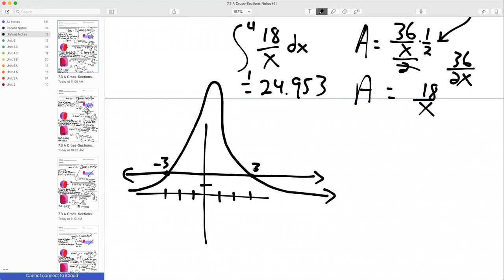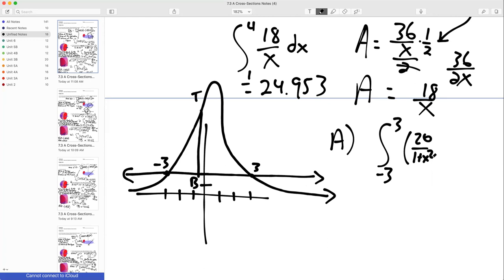Okay, so I've got my top equation, and I've got my bottom equation. They want me to find the area that's enclosed there. So I'm just going to do top minus the bottom and then integrate on part A. I have the integral from -3 to 3 of my top equation, 20 over 1 plus x squared, minus the bottom equation, which is just 2. And I put that into my calculator.